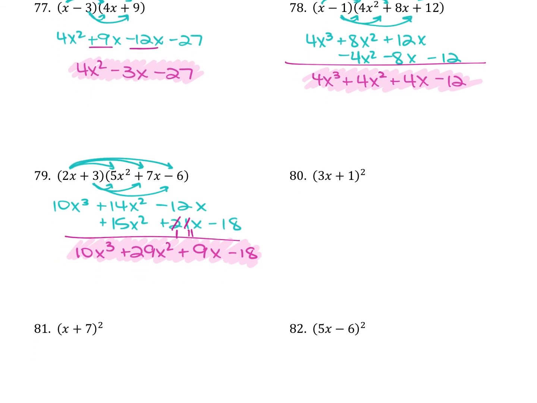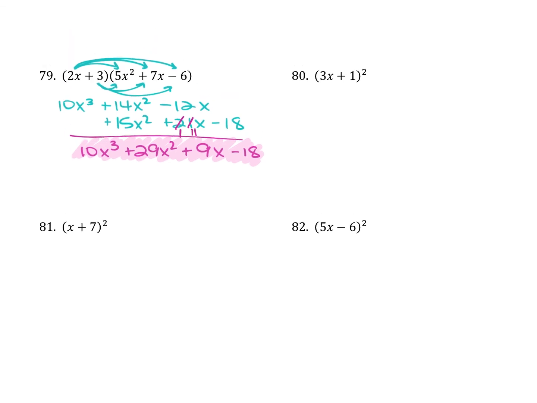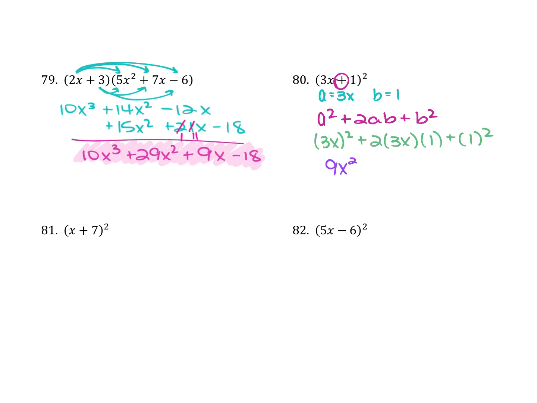For number 80, you have 3x plus 1 to the second power. This is a binomial squared. So we are going to find our a, which is the 3x, find our b, which is the 1. We see that we have addition between the two terms. So we're going to use the formula a squared plus 2 times a times b plus b squared. Plug these in and simplify. So we have 3x to the second power plus 2 times 3x times 1 plus 1 to the second power. So this just gives us 9x squared plus 6x plus 1.